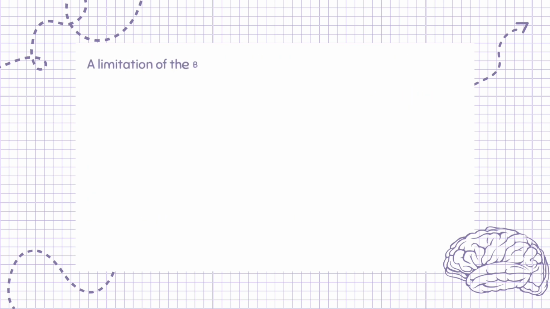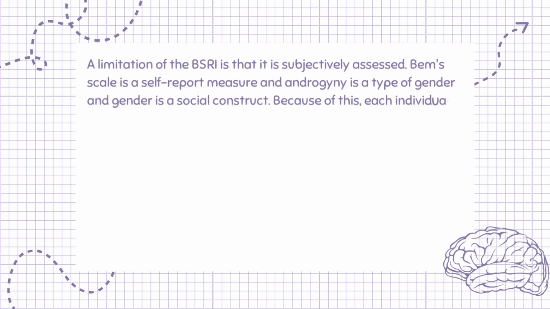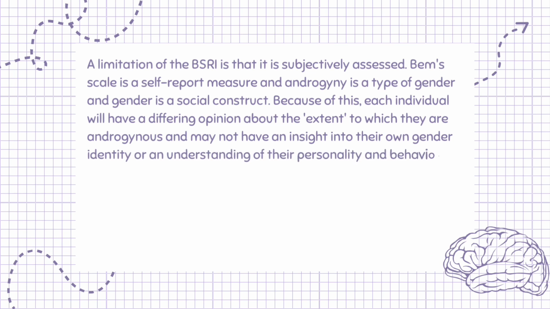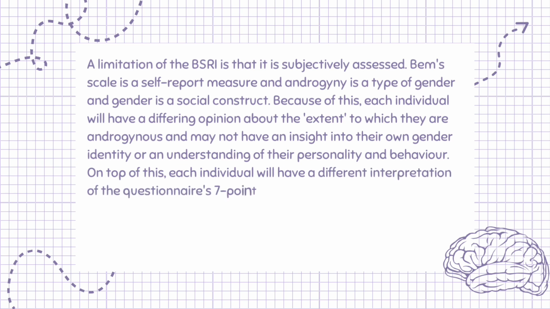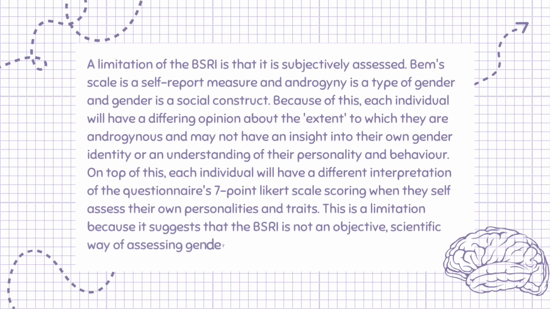A limitation of the BSRI is that it is subjectively assessed. Bem's scale is a self-report measure, and androgyny is a type of gender, and gender is a social construct. Because of this, each individual will have a differing opinion about the extent to which they are androgynous and may not have an insight into their own gender identity or an understanding of their personality and behavior. On top of this, each individual will have a different interpretation of the questionnaire's 7-point Likert scale scoring when they self-assess their own personalities and traits. This is a limitation because it suggests that the BSRI is not an objective, scientific way of assessing gender identity.